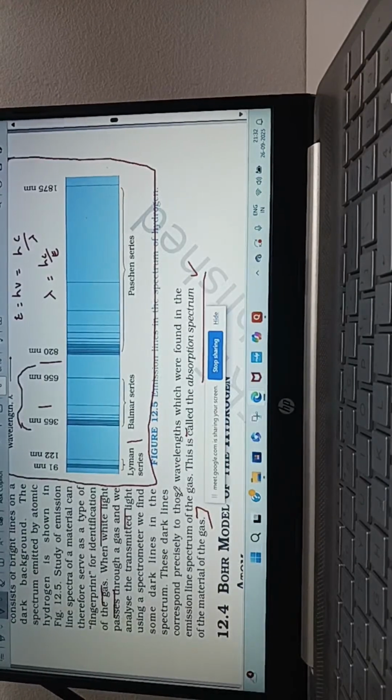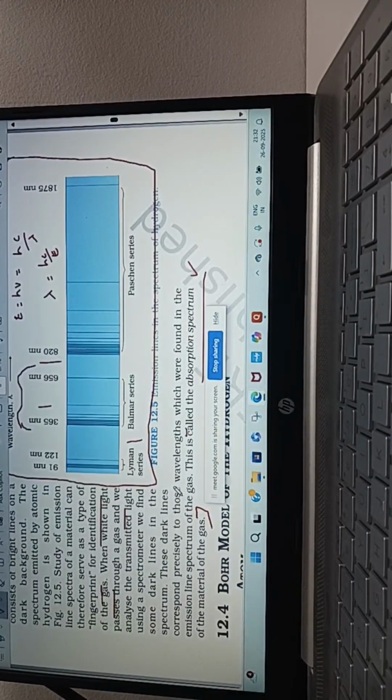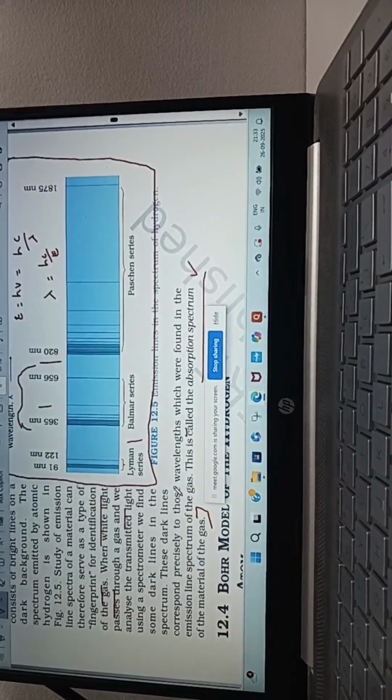Second use is we can find the gases in the stars, in the atmosphere of stars. For example, the sun. Sun has a lot of helium gas and hydrogen gas, which was discovered by these spectra only.